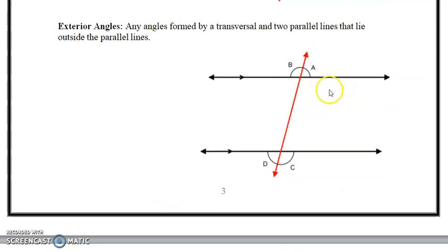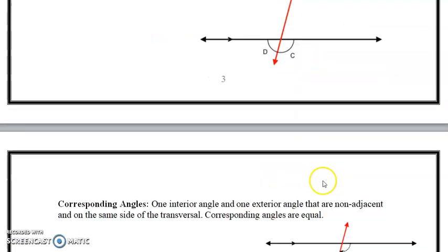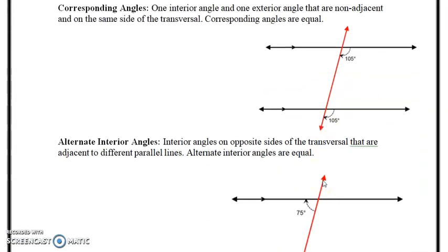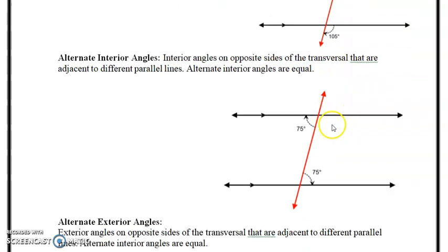Exterior angles are any angles formed by a transversal and two parallel lines that lie outside. So A, B, C, and D. Corresponding angles are one interior angle and one exterior angle that are non-adjacent and on the same side of the transversal. And they are equal, those corresponding angles. So this angle here, this is an interior angle. This is a corresponding exterior angle. These are both equal.